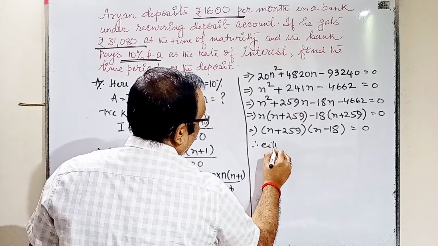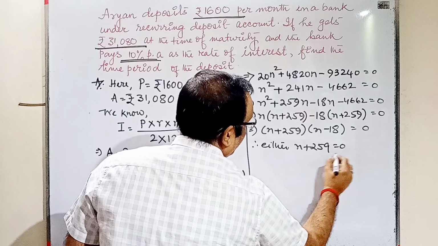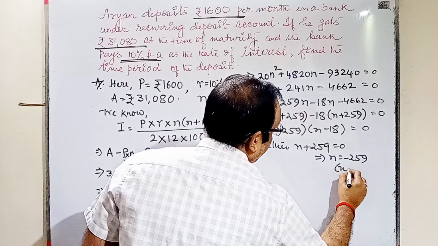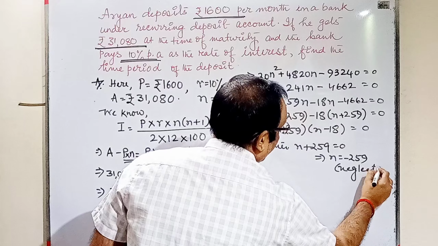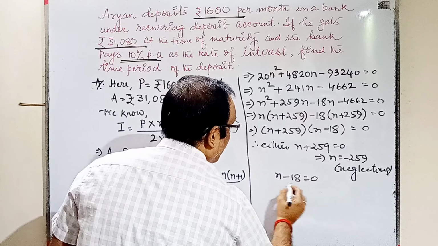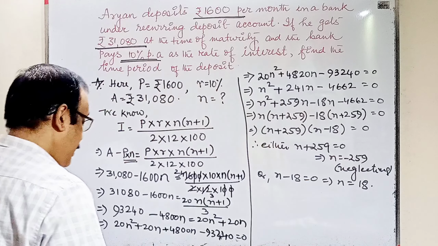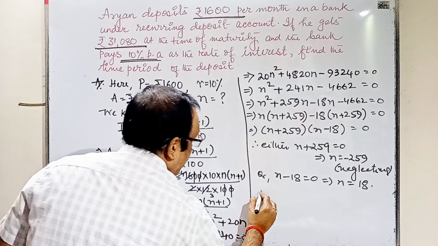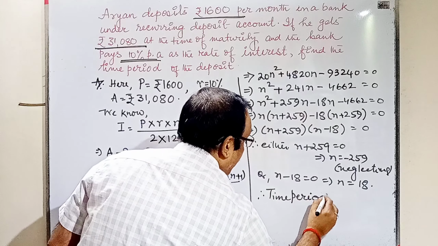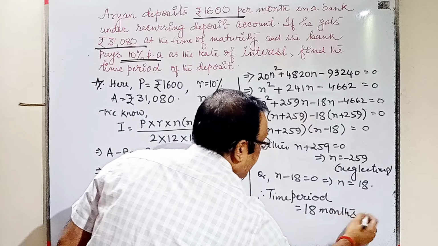Therefore, either n plus 259 equal to 0, which implies n is equal to minus 259, which we are neglecting because it cannot be negative. Neglecting that, you get n minus 18 equal to 0, so n is equal to 18. So the number of months, therefore the time period, is equal to 18 months. That is our answer.